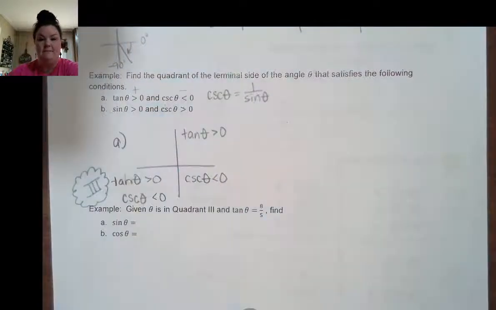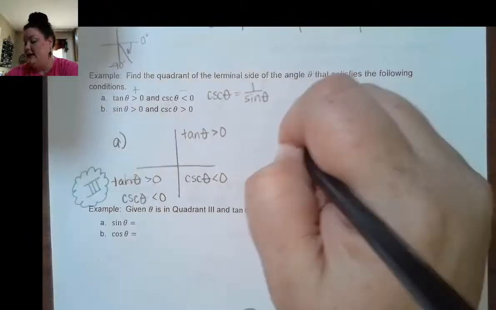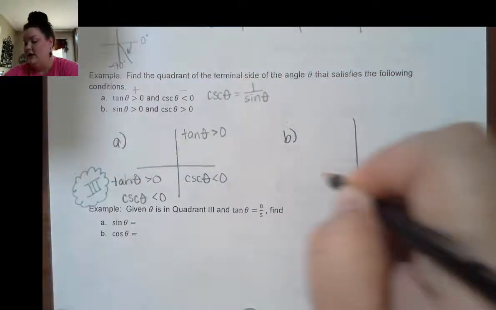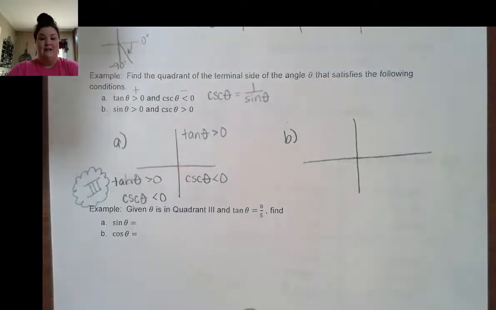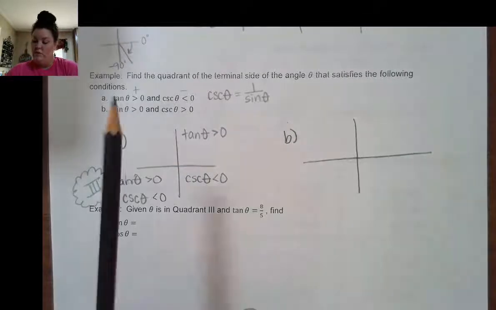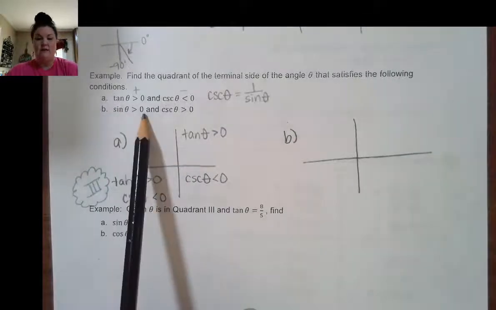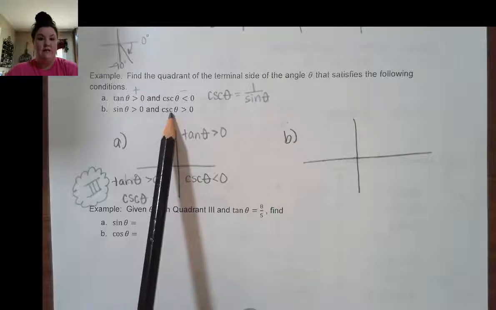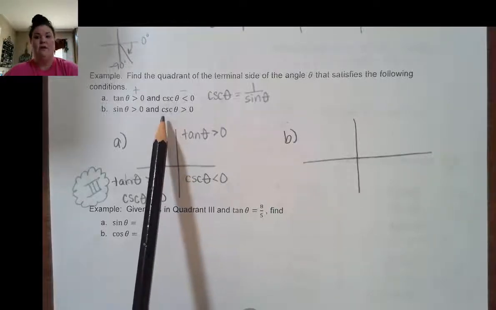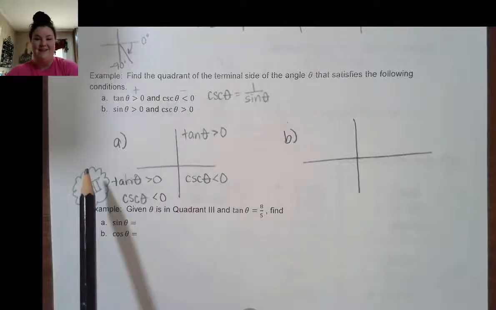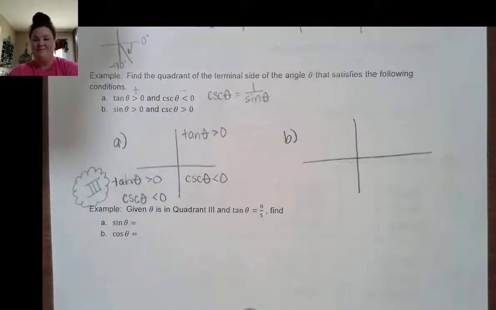Okay? All right, so let's look at the second one. Actually, I'm going to let you pause the video, and I want you to try to work out the second one, okay? It wants to know where sine theta is greater than 0 and where cosecant theta is greater than 0. So go ahead and pause the video and try and work that out, and then when you're ready, unpause it and we'll go over it.